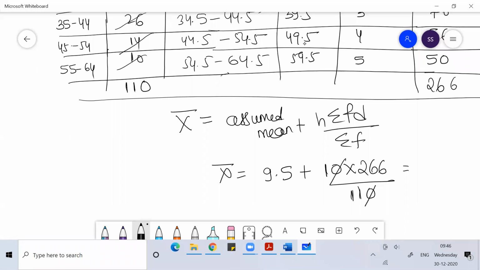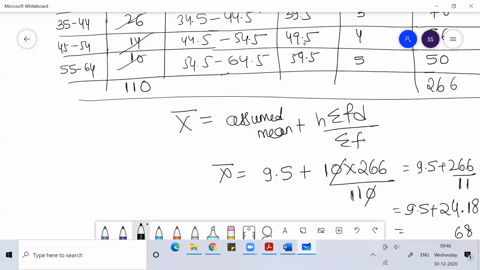Okay, so this is 9.5 plus 266 divided by 11. So you'll get 9.5 plus 22. 22 means 46, 46 means 44. 20, 20 means 190, 90 means 8.